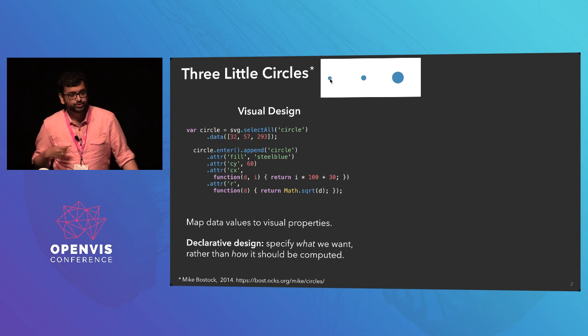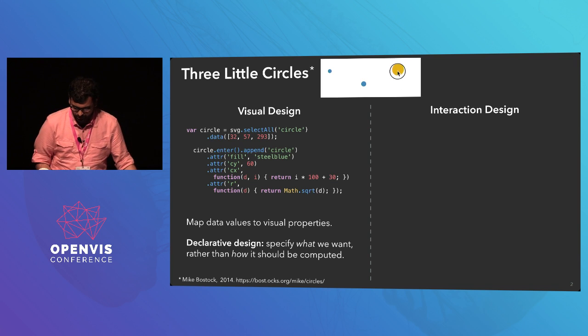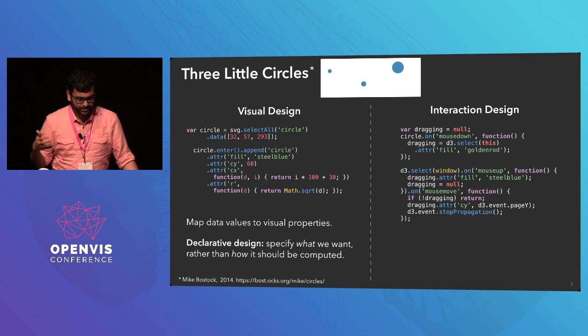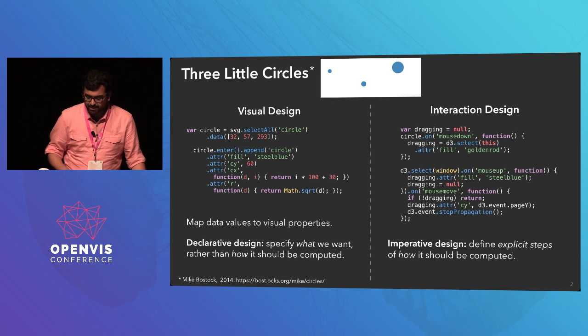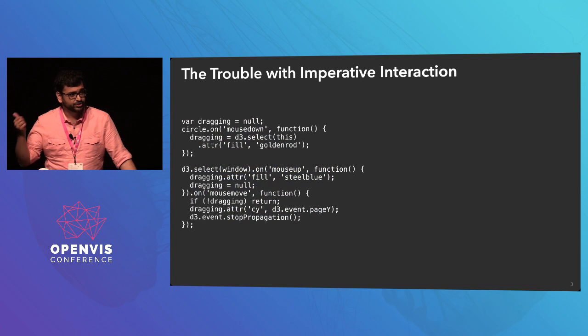Now, what if we were to introduce some very simple interactivity? If I was to drag these circles, I could move them up and down. So what would the code for that look like? Well, it looks something like this. I have to register event listeners for the mouse down, mouse up, and mouse move events. And in these callbacks, I have to give explicit steps for what I want to happen during each of these events. So what's the problem of specifying interaction in this way? And I should note that this is imperative design.